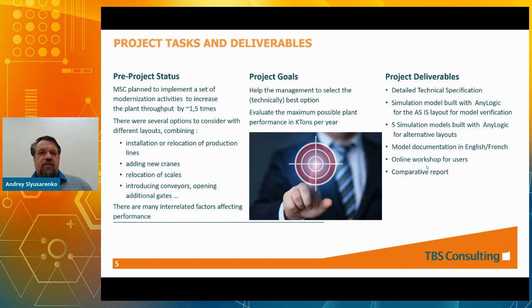So the project goals were, first, to help the plant management select the best option, and second, to make a stress test and evaluate the maximum possible plant performance: how many kilotons of slits and sheets per year the plant can produce in the new conditions. The result of the project was, first, a detailed technical specification. Then we built a simulation model with AnyLogic for the as-is configuration, and this was used for model verification. Then 5 simulation models with different equipment layouts to test and select the best one from them.